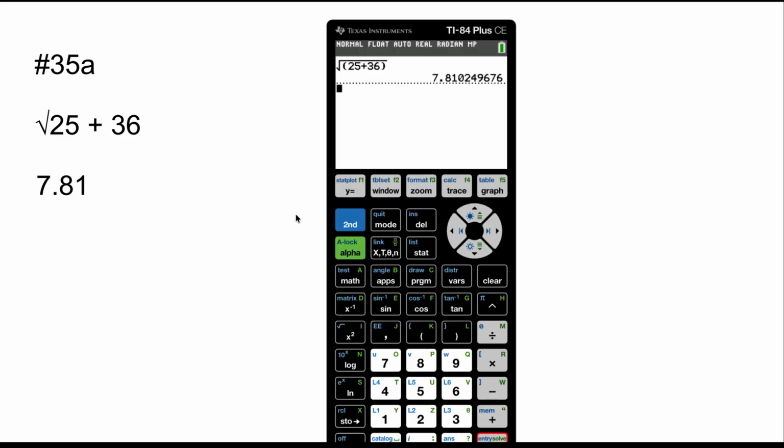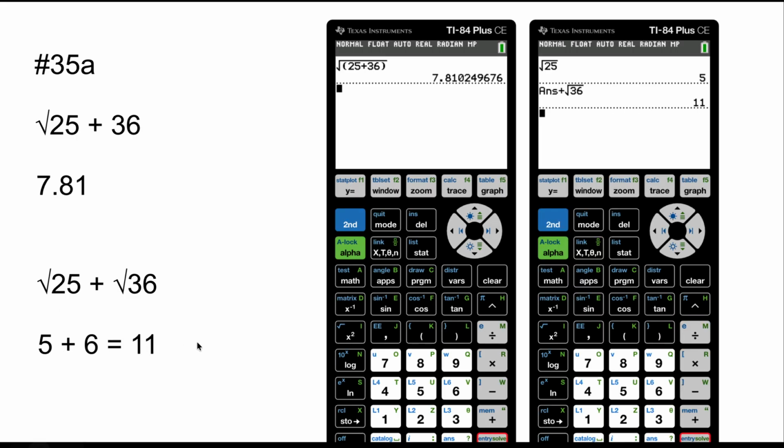Now let's add. Let's see if adding's the same way. So if we take the square root of 25 and add it to 36, 25 plus 36, adding together under the square root. Now let's see if we can do it separately. The square root of 25 plus the square root of 36. So this is 5 plus 6 equals 11.